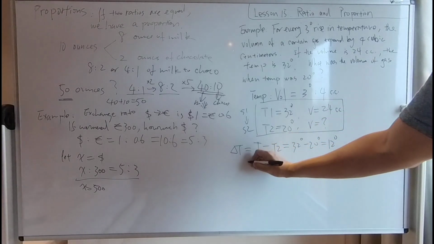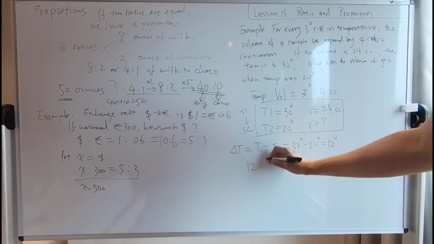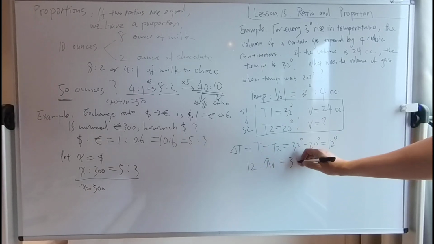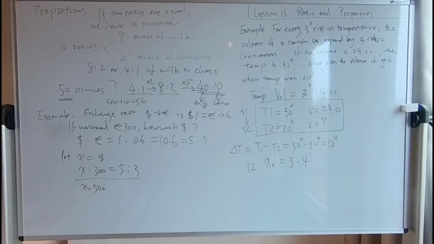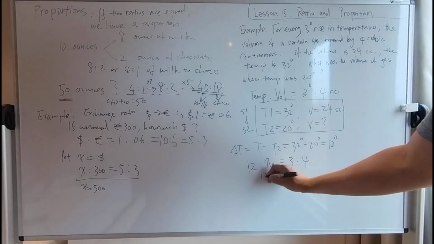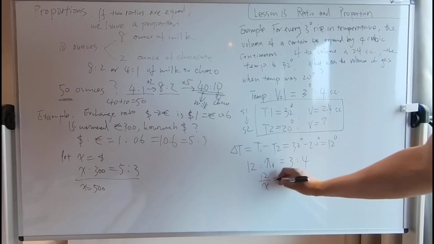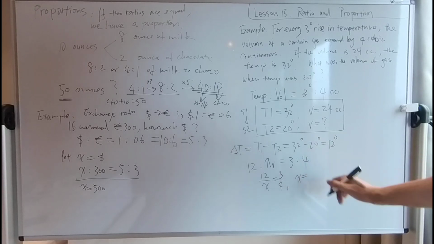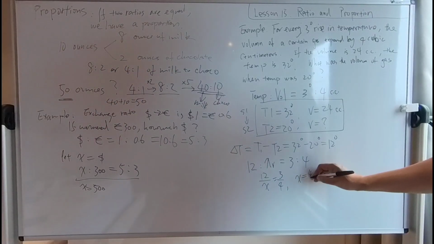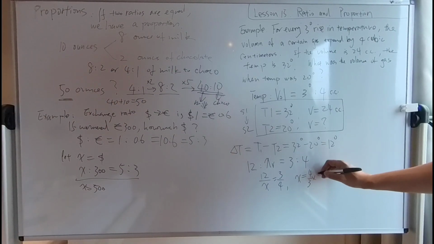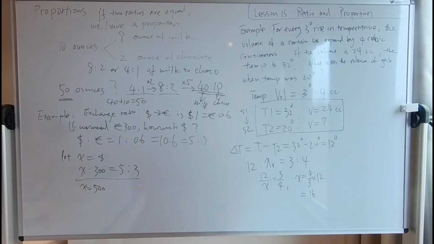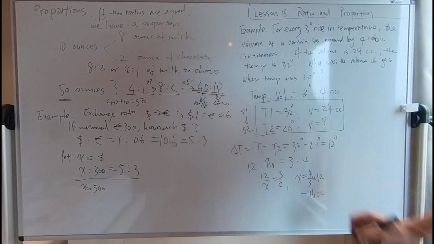So the volume change, x volume change, should follow the same ratio, right? Then I'm just solving this volume change from the equation. I get x equal to 4 over 3 times 12. That is 16 cubic centimeters.